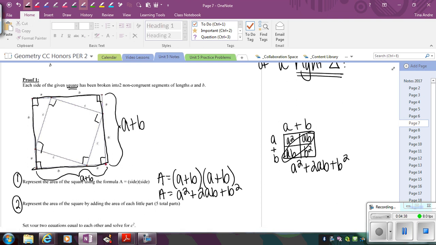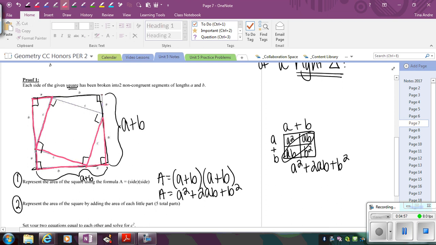Now the next step is to find the area of this square but using more of a dissection, meaning using all of the little parts. So meaning I have four right triangles. So you have these right triangles.